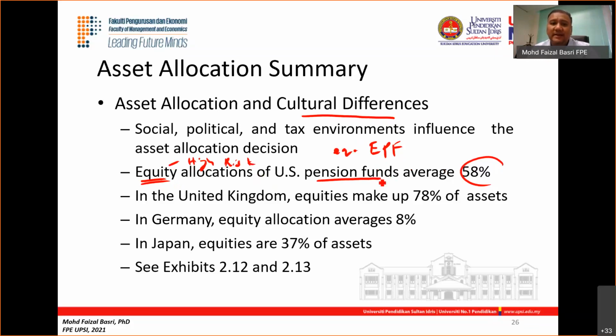But if you compare with other high income countries, in the UK, for example, they invest 78%, even higher. In contrast, in Germany, all of these are in the Western world, whereas Japan is maybe in the East, but in the West you have the US, UK and Germany. And Germany is very conservative. They just invest 8% of the total funds in the equity market.